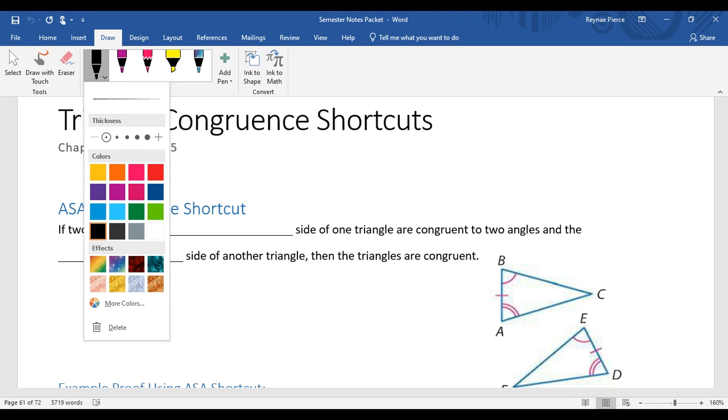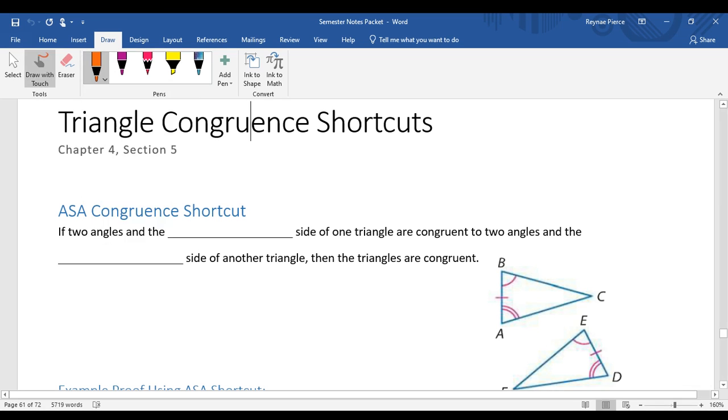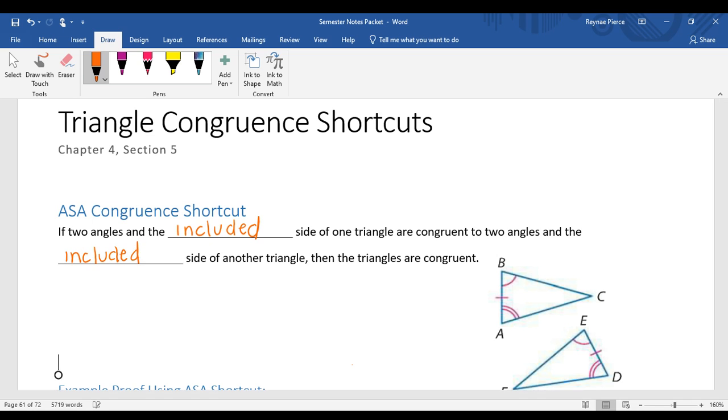All right, last section of chapter 4, we are talking about two other congruent shortcuts, okay? The angle side angle shortcut. So if two angles and the included side of one triangle are congruent to their corresponding partners, two angles and another included side in a second triangle, then the triangles are congruent.